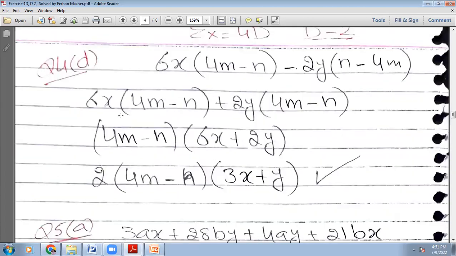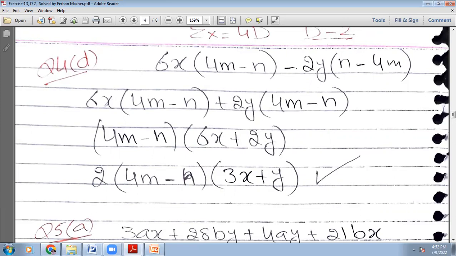Okay, so let me show you. So when I take negative out, it becomes positive 2y and their order changes. This becomes 4m minus n. The thing which was negative becomes positive. The thing which was positive becomes negative. Now from these two terms, we can take 4m minus n common. From here, you will have 6x. From here, you will have plus 2y.